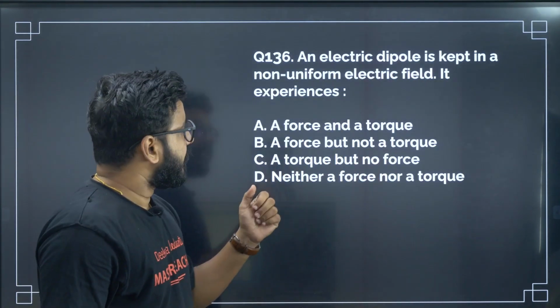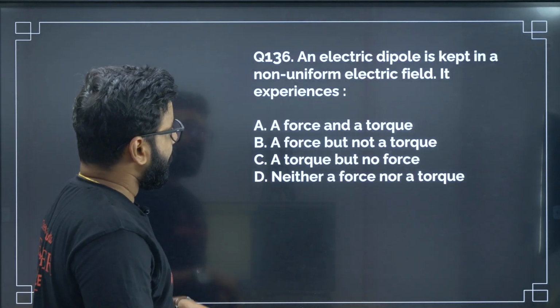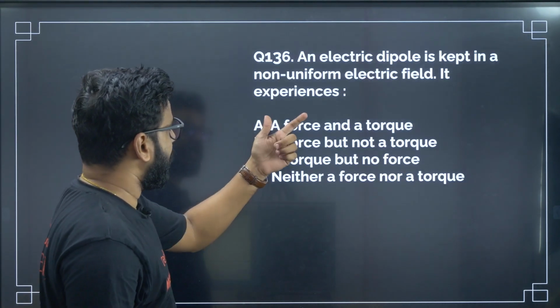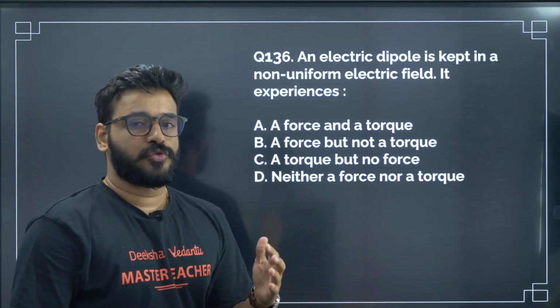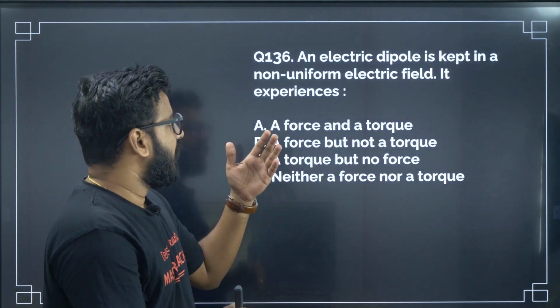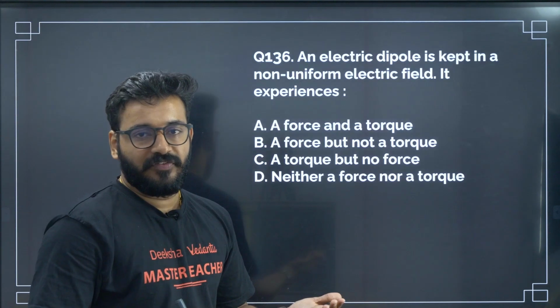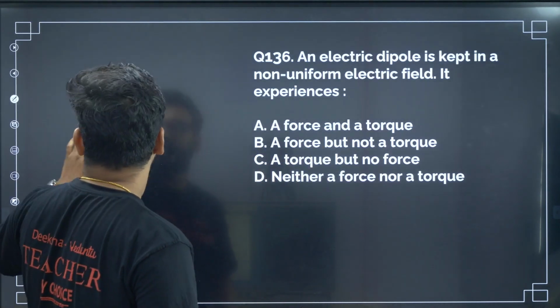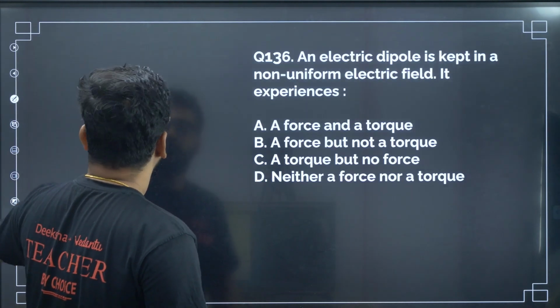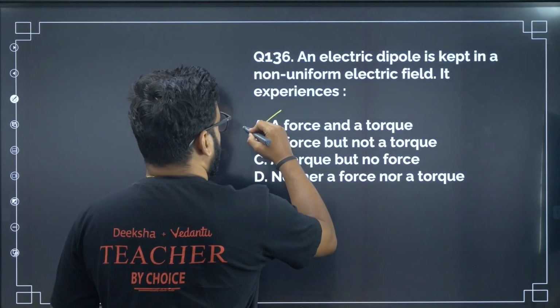Question number 136 is: an electric dipole is kept in a non-uniform electric field, it experiences. We have encountered the same question in the previous mock test also, so that's a very simple question. When we have a non-uniform electric field, it experiences both force and a torque. So the correct answer over here is both force and a torque, option A.